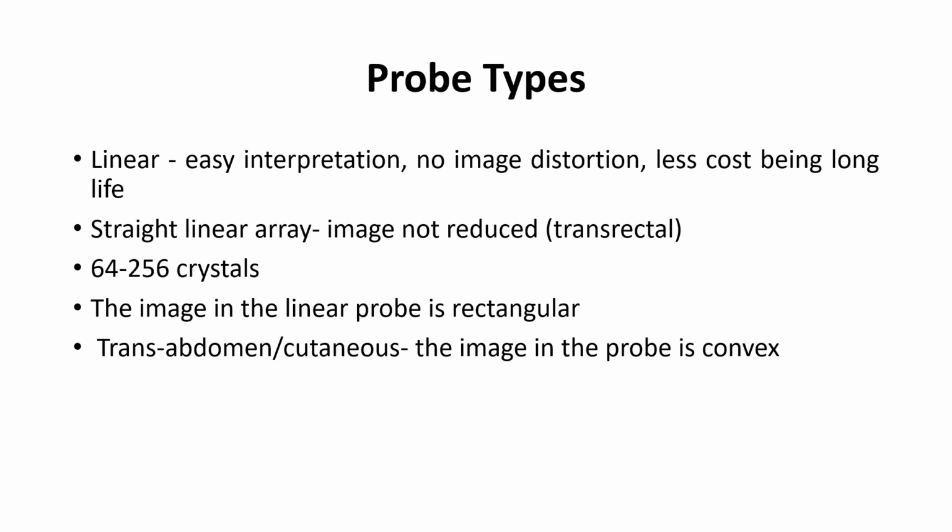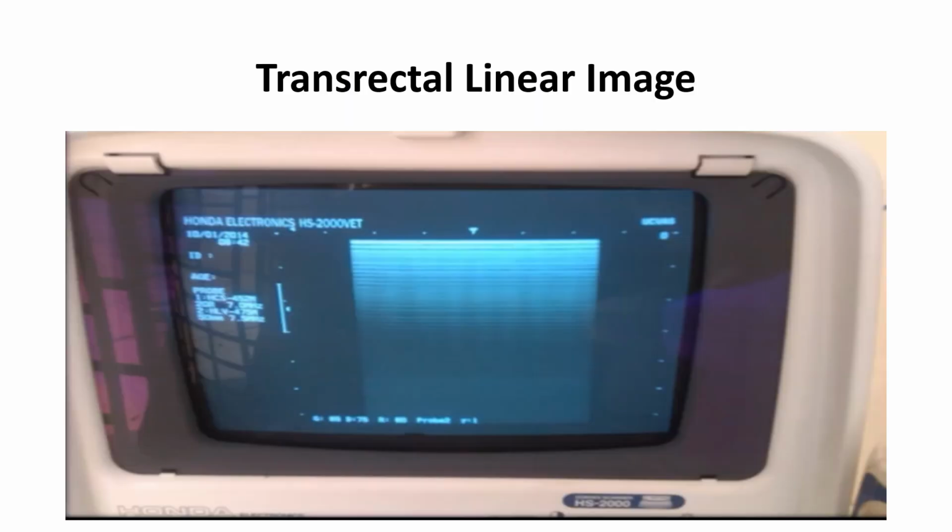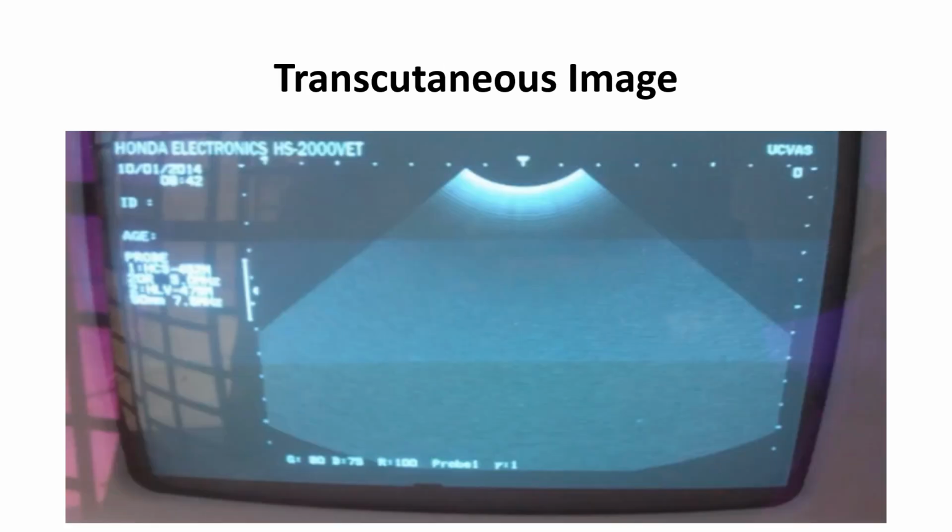And the second type of transducer or probe is trans-abdominal or transcutaneous. And the image in this probe is convex. Here you can see the different types of probes. This is the linear probe, and that is used transrectally in animals, and this is the convex or transcutaneous probe that is used on the skin. And as you can see, the image in the transrectal linear probe is rectangular, while the image in the transcutaneous or transabdominal probe is convex in shape.